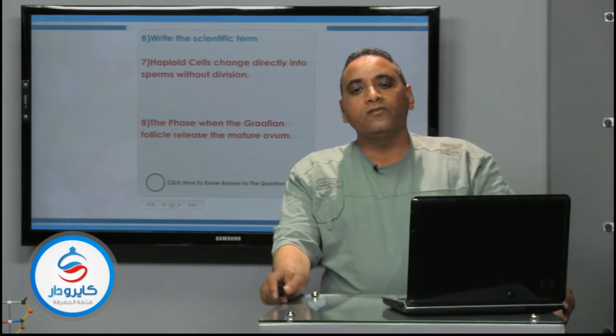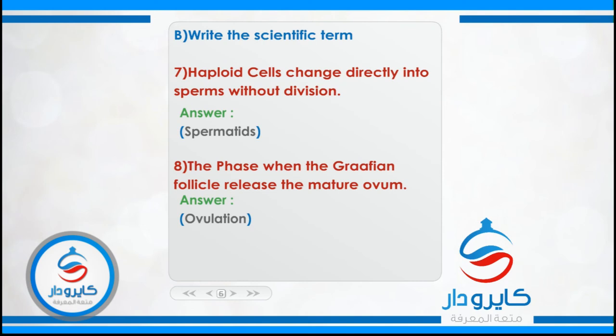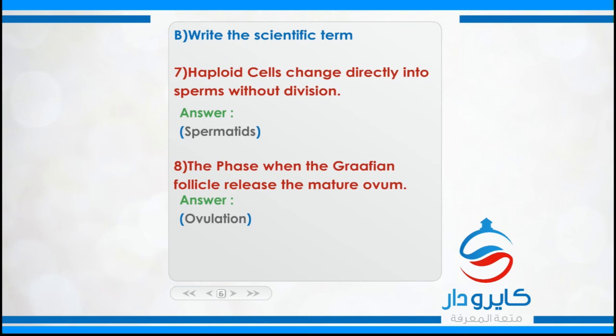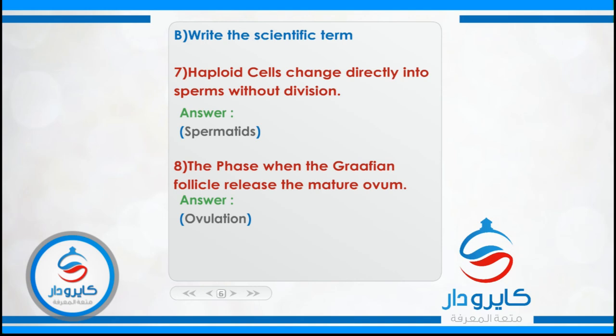So the answer of the first part is the spermatids, but the second part is the phase of ovulation.